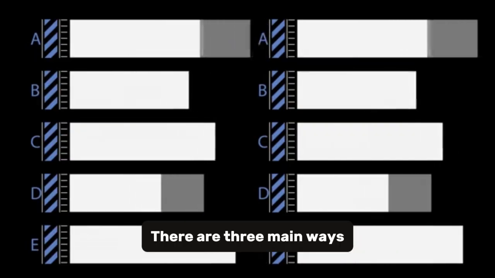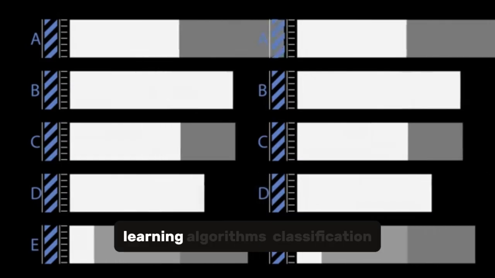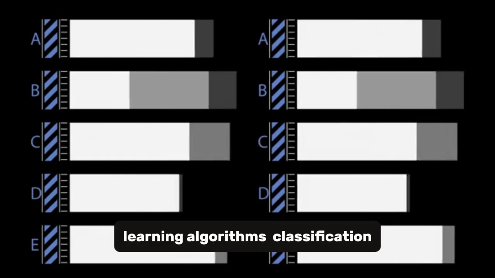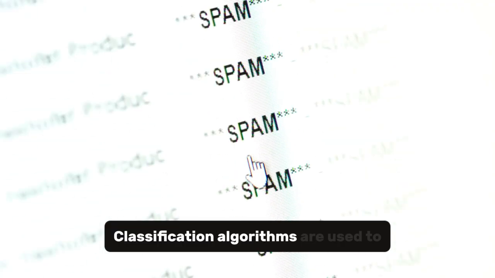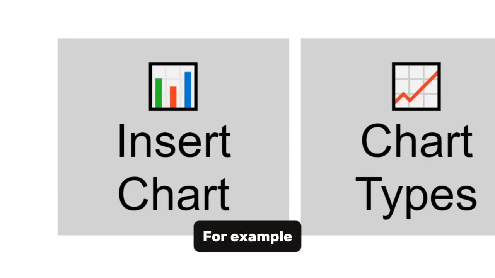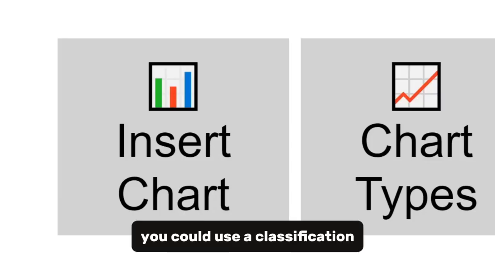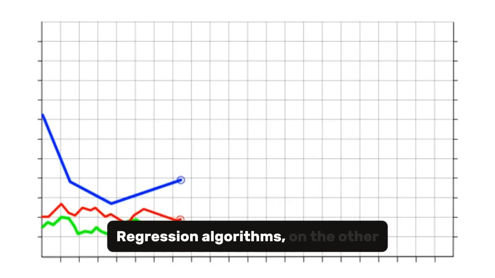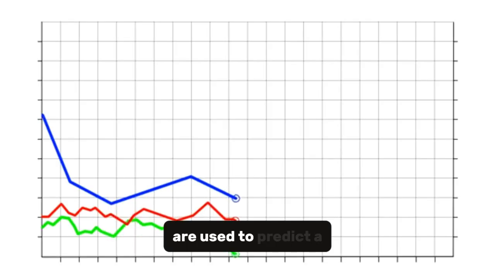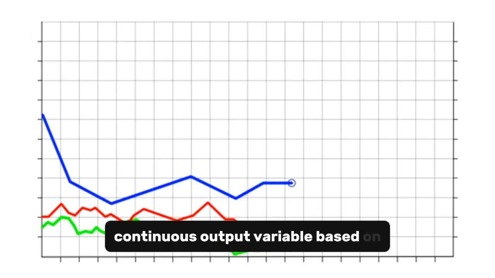There are 3 main ways to apply machine learning and deep learning algorithms: classification, regression, and clustering. Classification algorithms are used to categorize data into predefined classes or labels. For example, you could use a classification algorithm to predict whether an email is spam or not based on its content.